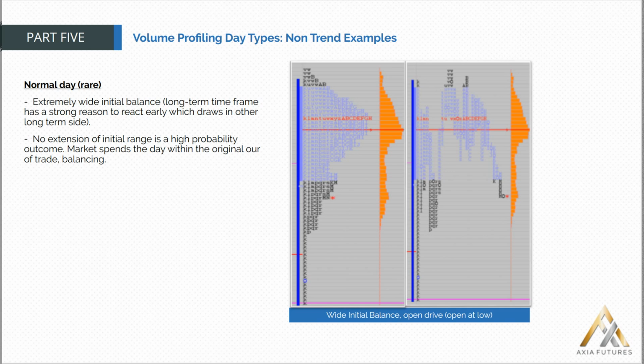Now note, as we can see, long time frame participants have a strong reason to react early on, and this early reaction is what creates the very wide initial balance. The important clue and the important understanding is that on a normal day, there's no extension of the initial range, and it's a higher probability outcome that it's going to stay that way for the entire session.